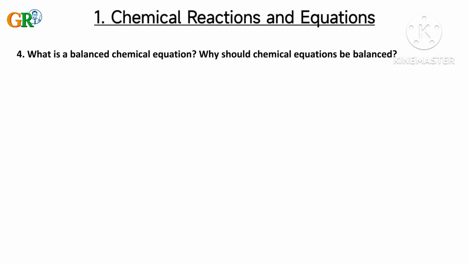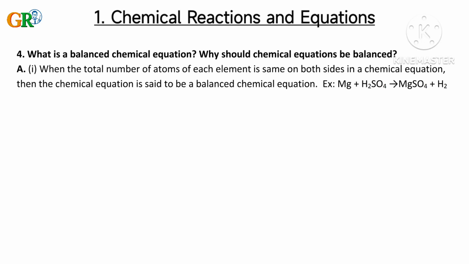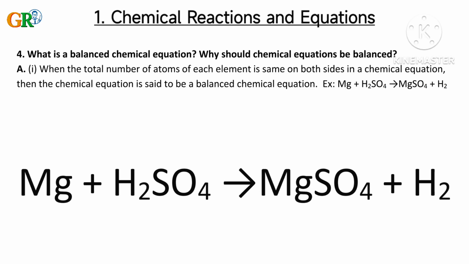Now let us see the fourth question. What is a balanced chemical equation? Why should a chemical equation be balanced? Let us see the definition of a balanced chemical equation. When the total number of atoms of each element is the same on both sides of a chemical equation, then the chemical equation is said to be a balanced chemical equation. For example, magnesium reacts with sulfuric acid, and we get magnesium sulfate plus hydrogen. Here the chemical equation is Mg plus H2SO4 gives rise to MgSO4 plus H2. As we can see in this equation, all the atoms, magnesium, hydrogen, sulfur and oxygen, are equal in number on both sides.